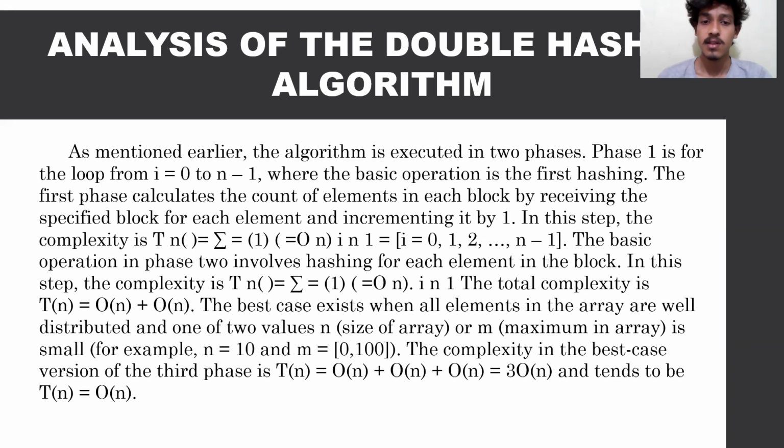The best case exists when all the elements in the array are well distributed and one of two values, size of array n or maximum in array m, is small. For example, n equal to 10 and m equal to 0 to 100. The complexity is the best case version of the third phase: T(n) equal to order of n plus order of n plus order of n equal to 3 order of n, and tends to be T(n) equal to order of n.